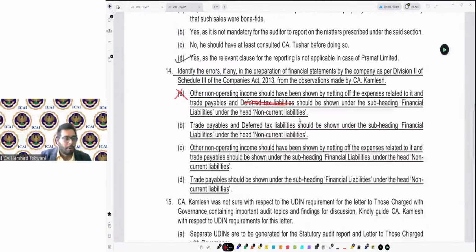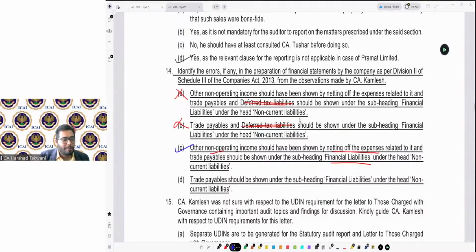B: Trade payables and deferred tax liability should be shown under financial liabilities under the head non-current. As I told you, deferred tax should not be under the head of financial liability. That's why B is also incorrect. C: Yes, non-operating should be shown by netting off the expense, plus trade payable should have been shown under the head of financial liabilities. That is correct. That's why I'll say, okay, C is the correct option as of now.